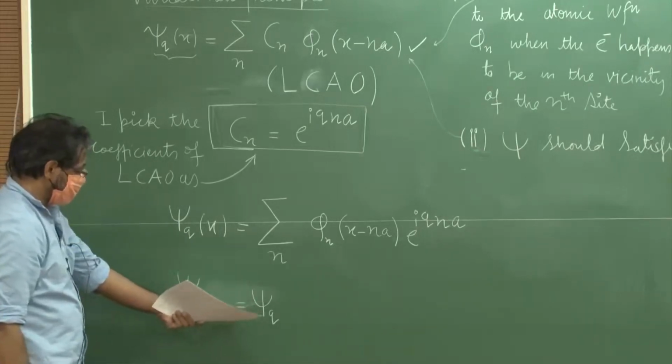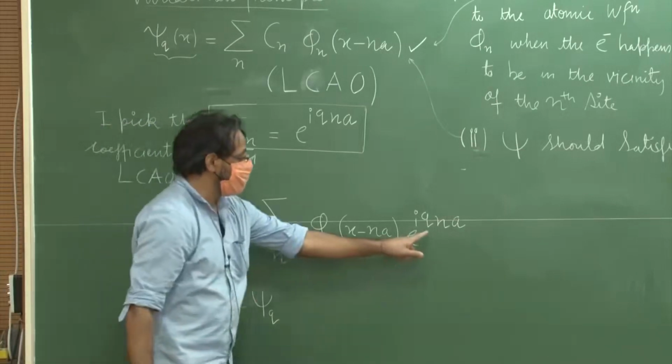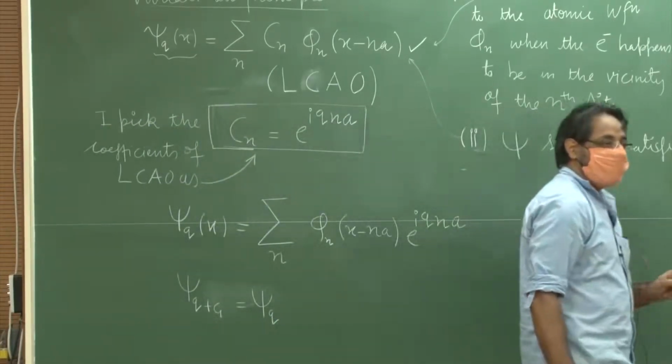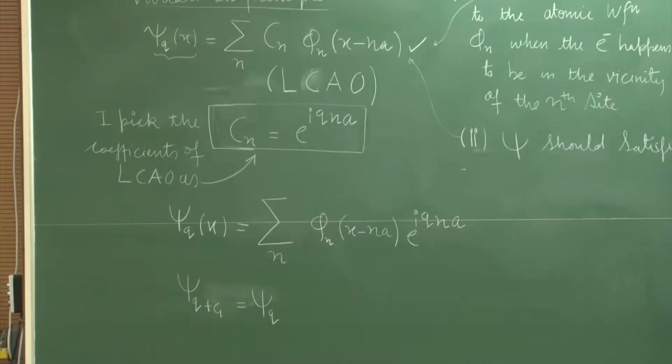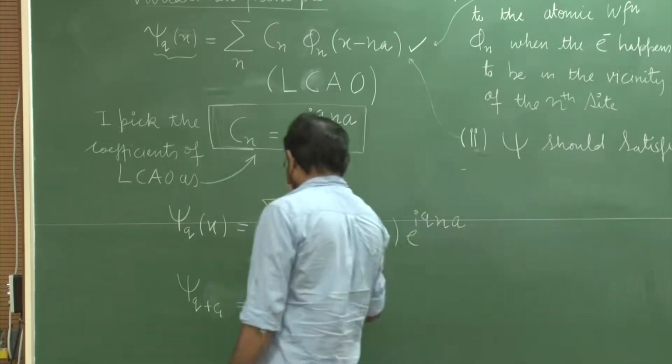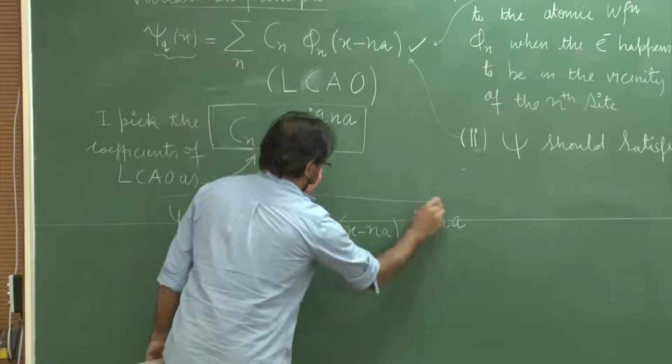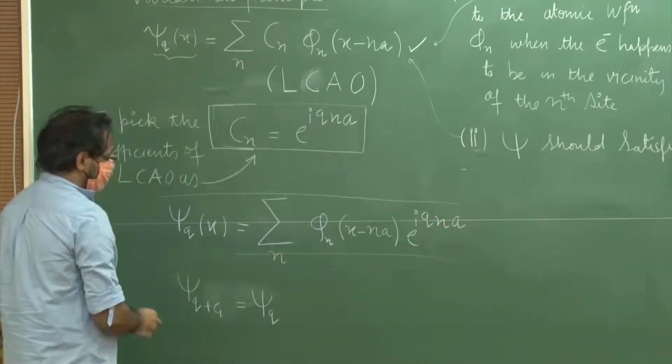Do you see this? If you replace q by q plus g, what will you get? You will get e to the power iqna times e to the power igna. And what is e to the power igna? It is e to the power igr, because na is r. E to the power igr is what? It is 1. So therefore it is a Bloch function.